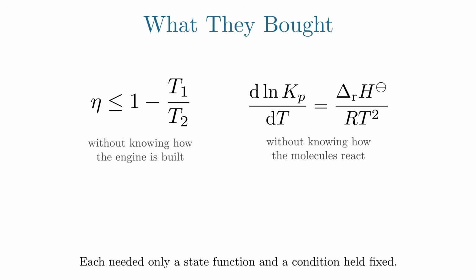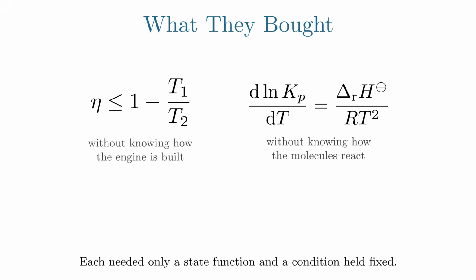The work of deriving those results is worth doing. It gave us an upper limit on the efficiency of any heat engine, even though we know nothing about how a particular engine is built. It also gave us the temperature dependence of an equilibrium constant, and therefore the yield of the Haber process, or any other chemical reaction, even though we know nothing about how the molecules actually react. In both cases, the question seems to require a detailed mechanism. In fact, it requires only a state function and a constraint.